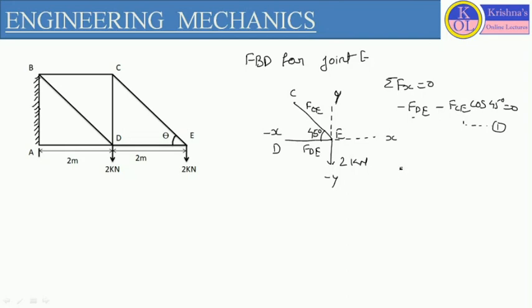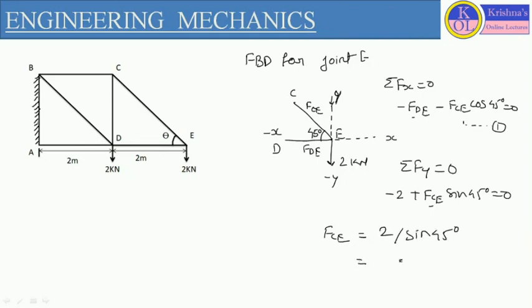Now let's apply another condition, that is summation of Fy equals 0. Here we will resolve all the forces in the y direction. The first force in the y direction is the external force, and it is in the minus y direction, so it will be minus 2. The other force is the vertical component of FCE, which is in the plus y direction, so it will be plus FCE sine 45 equals 0. So we can find FCE from here: FCE equals 2 by sine 45.